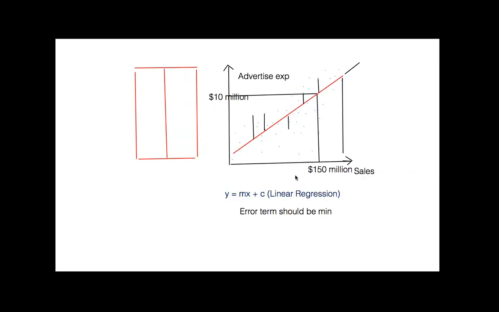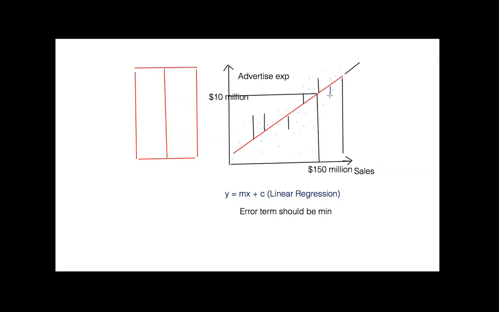Now the company agrees. They say, yeah, I'm okay if I'm spending 10 million and the expected sale will be 150. Then they come with the opposite scenario. They say no, 150 will not be sufficient for us. We want to increase it. We want a sale of, let's say, 170 million, which is somewhere here.